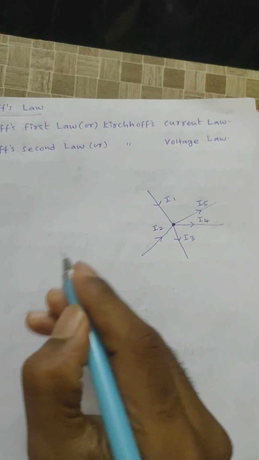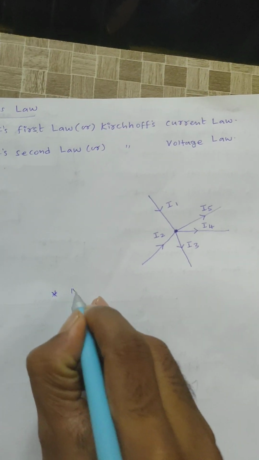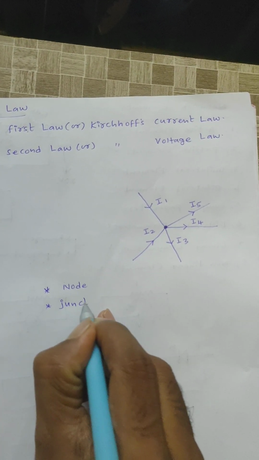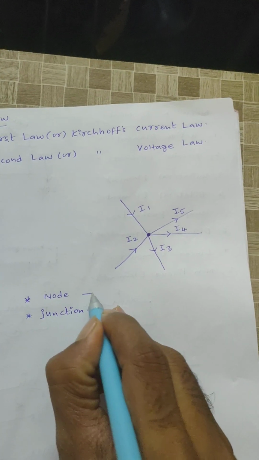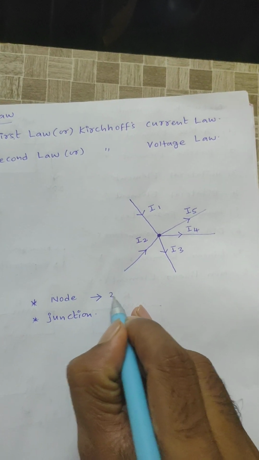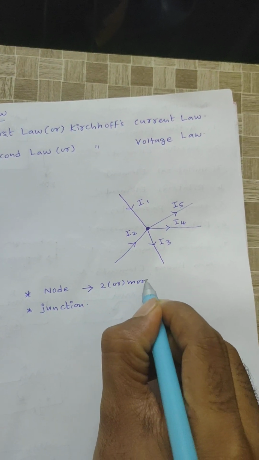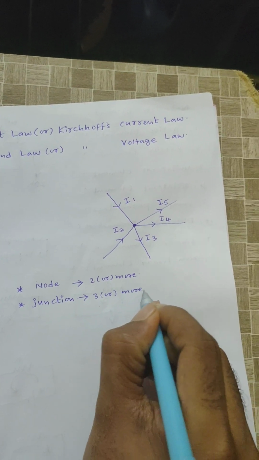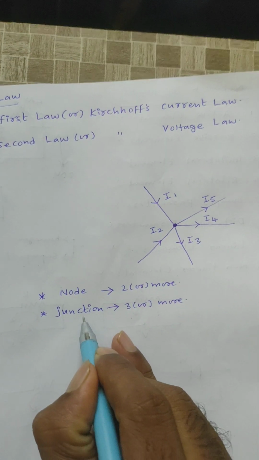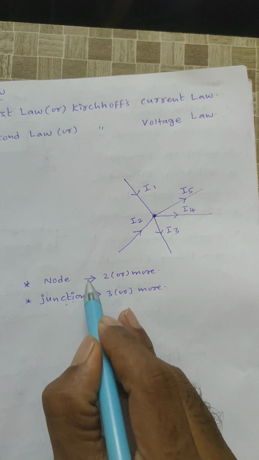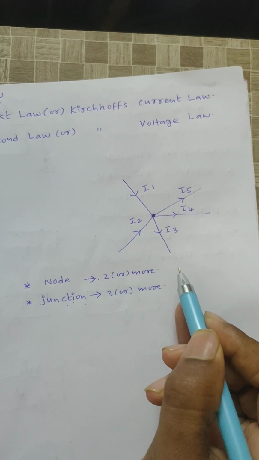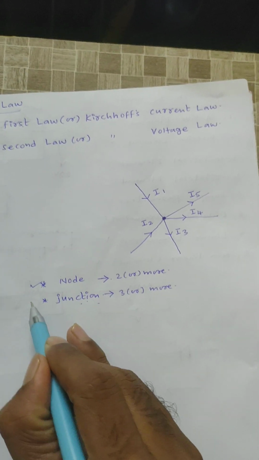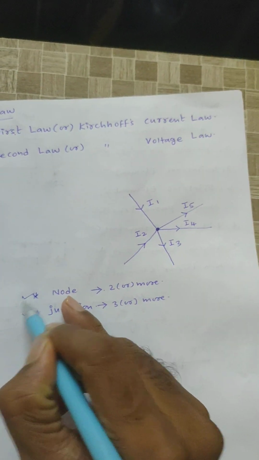First, you should have a clear idea about node and junction. A node is nothing but an interconnection of two or more elements. An interconnection of three or more elements is nothing but a junction. The major difference is that at a particular junction current is divided, but at a particular node current may not be divided. That is the difference between a node and a junction. While solving problems, I will show this difference.